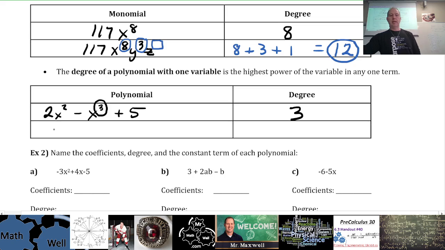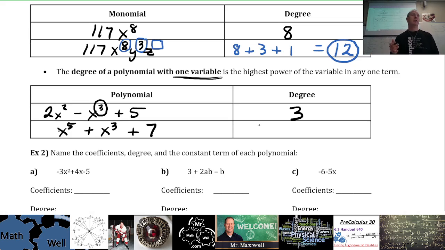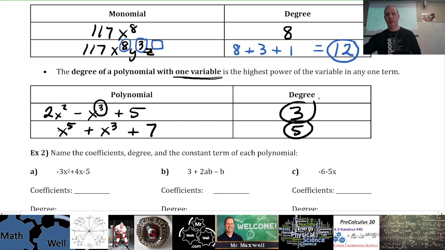I mean, if we had x to the 5 plus x to the 3 plus 7, and again, these are just examples with one variable only, would the degree be 5 plus 3? The degree here for this one? No, it would be only what? 5. Yeah, excellent. You guys got it.